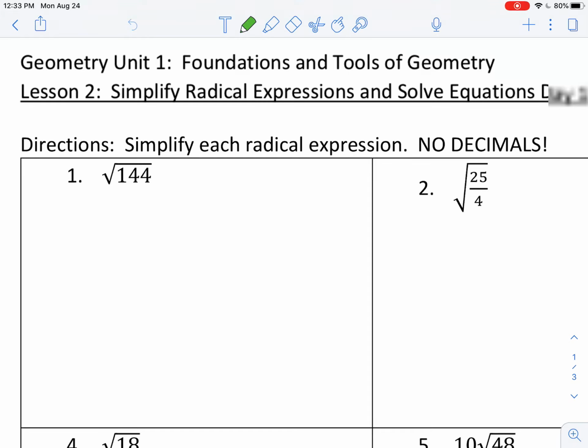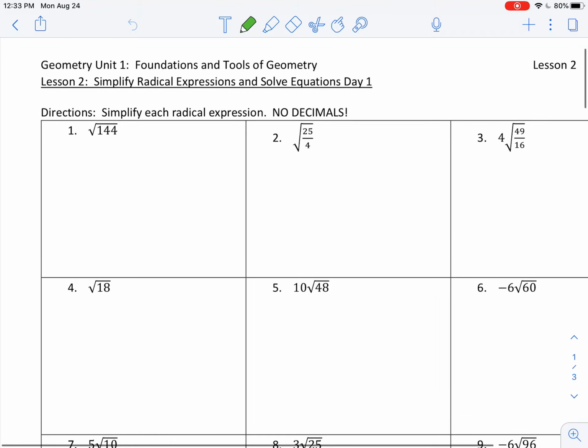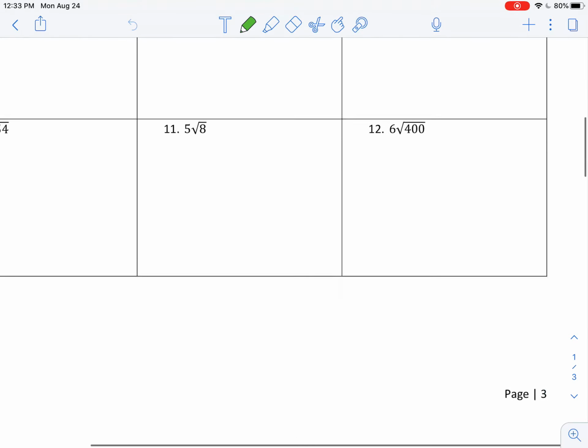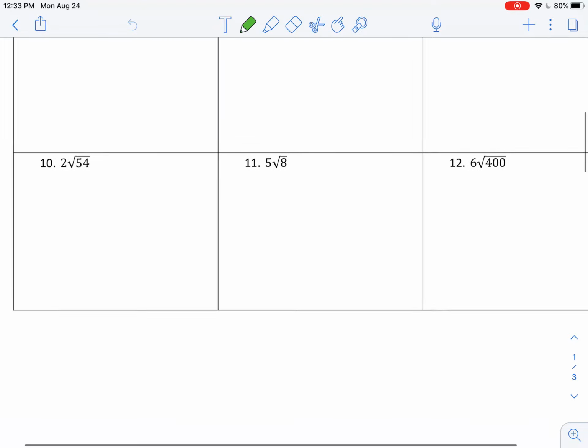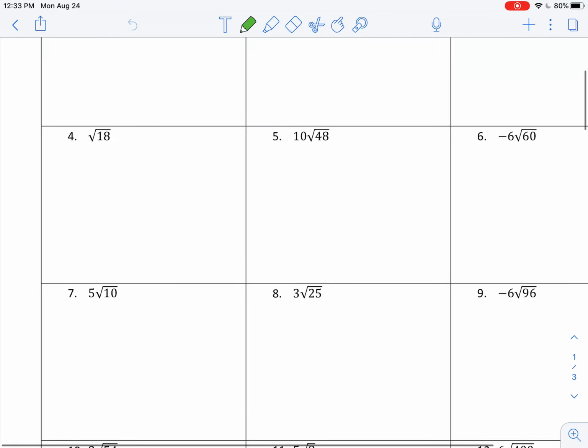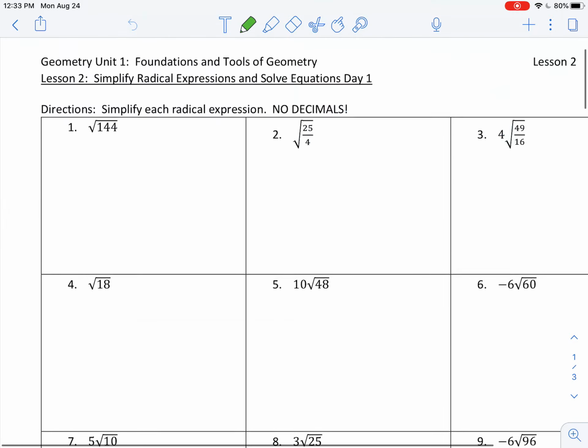I am one of the geometry teachers here at Alton High School, and these guided notes are for lesson 2. We're going to be simplifying radical expressions and then using them to solve some equations and just generic solving equations. This should be in your workbook. It's lesson 2, and if you look down at the bottom, it should be page 3. So that purple workbook that was given to you at registration, or should have been, go to page 3 for lesson 2.